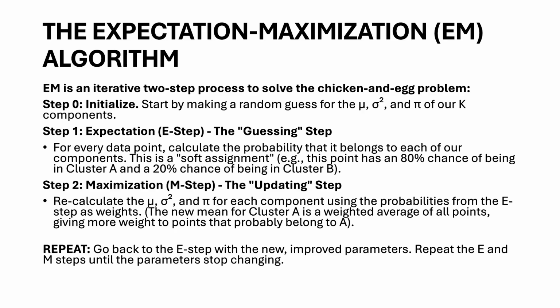So this is a soft assignment. Next, we have the maximization step. Once you recalculate it using the probability from the E step as weights, you try to assign the actual mean, standard deviation, and the weights for each and every data point within the distribution. So now we are basically maximizing the parameters with respect to the steps.